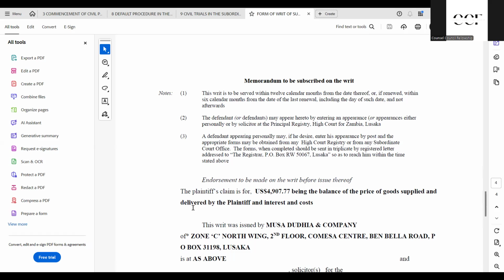Liquidated damages. So now I'm going to show you how you're supposed to draft a general writ, not a default writ. Everything else is the same. What changes is the endorsement to be made on the writ before issue, this brief claim. Now, let me stop sharing this particular window and share a different one.